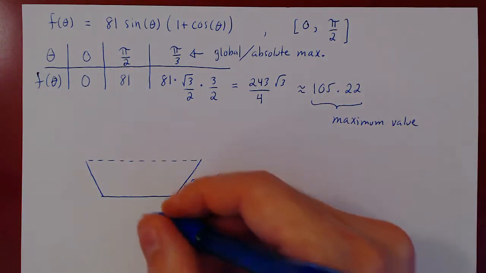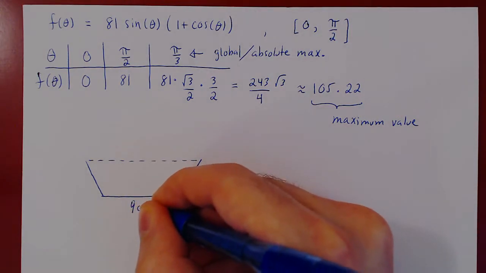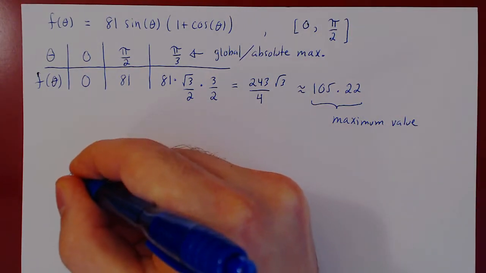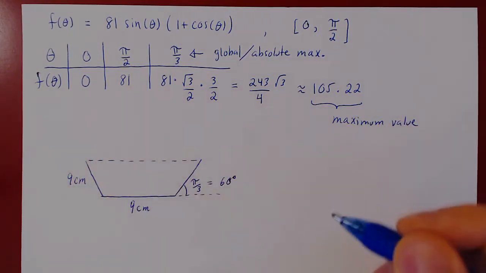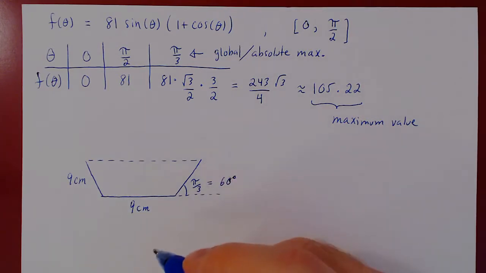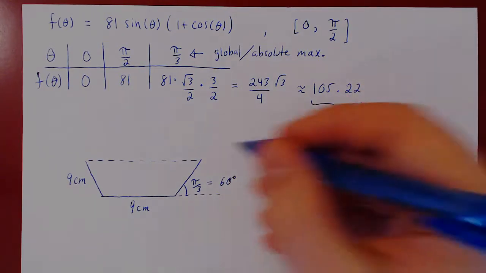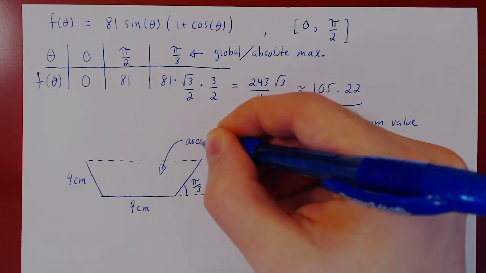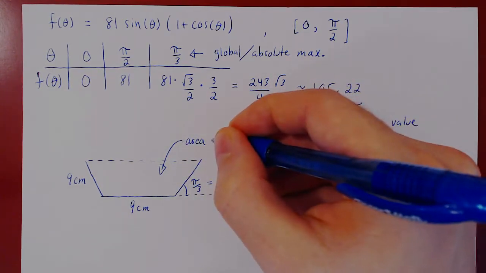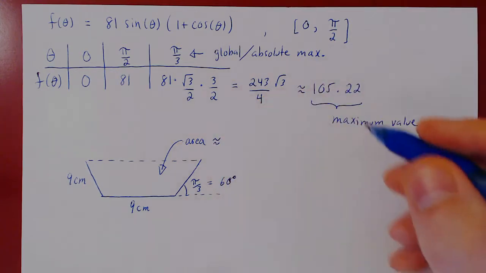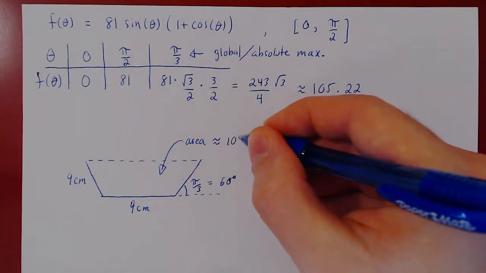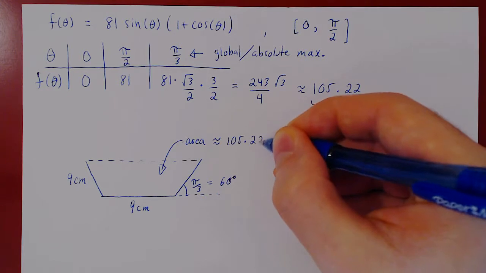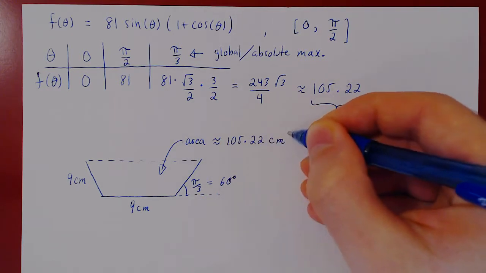This is 9 centimeters. This is also 9 centimeters. And this is also 9 centimeters. And the maximum area attained, the cross-sectional area of our gutter, was approximately 105.22 centimeters, of course, squared.